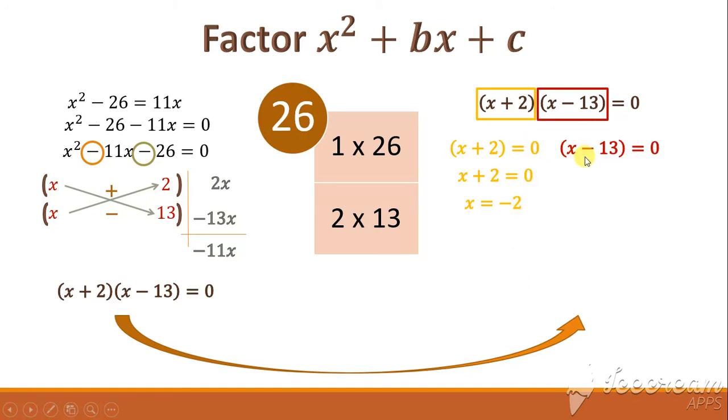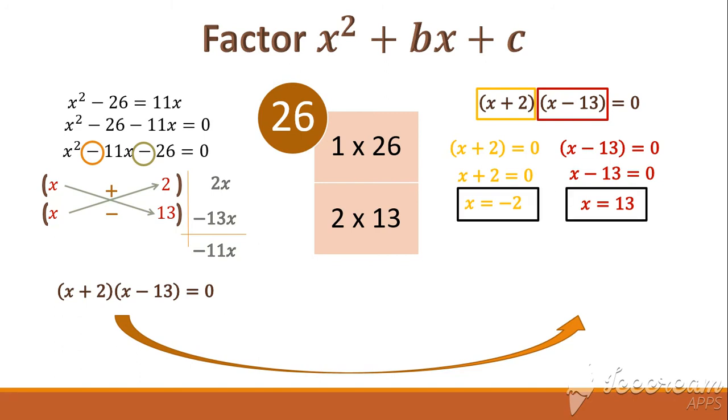In this case, I'm gonna do just the same. I'm gonna take it away from my parentheses and I'm gonna move my negative 13 to the other side as a positive. So I'm going to have x equals 13. But on here, I need to be really careful because I have two possible answers. So my answers are x equals negative 2 and x equals 13.